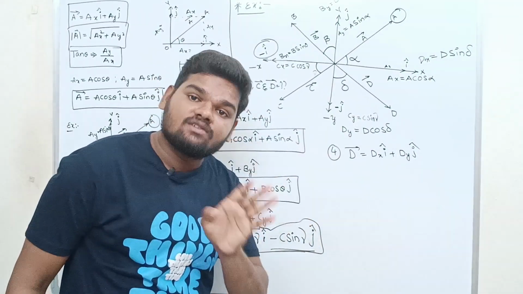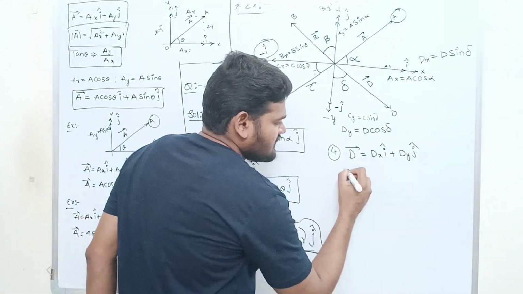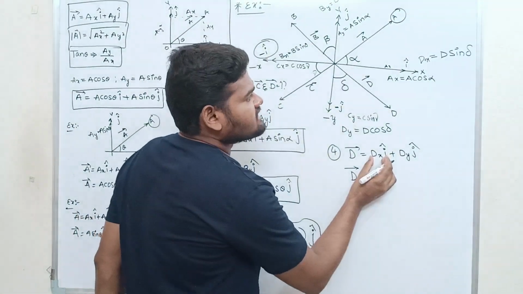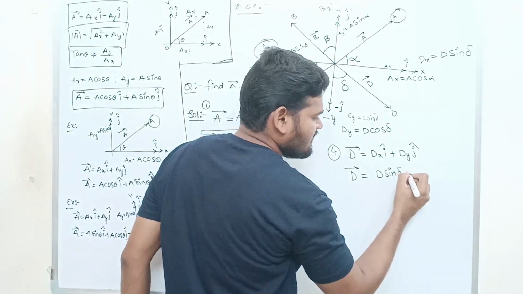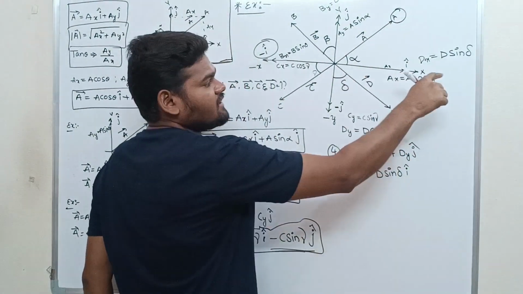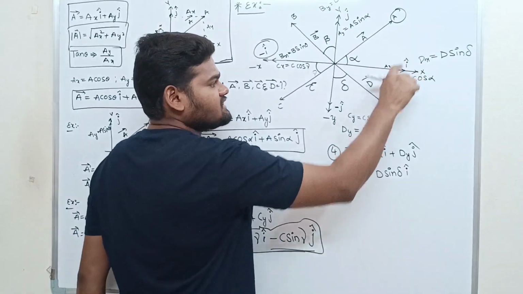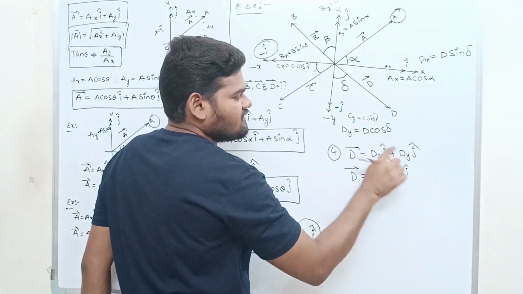Is it clear? Any doubt? Right. So D bar vector is equal to, what is the value of dx? Dx is equal to d sin delta I cap, because it is along the positive x-axis. Along the positive x-axis, what is the unit vector? I cap. And dy, what is dy?